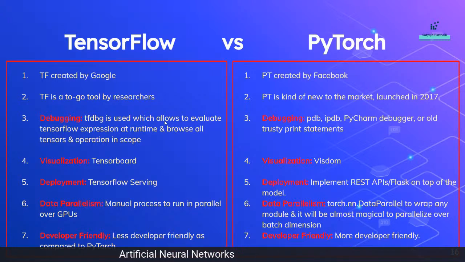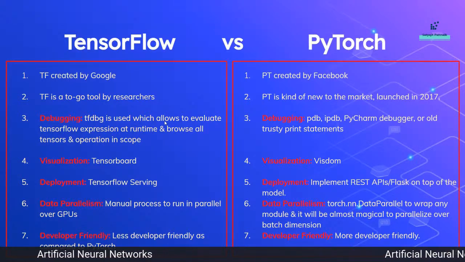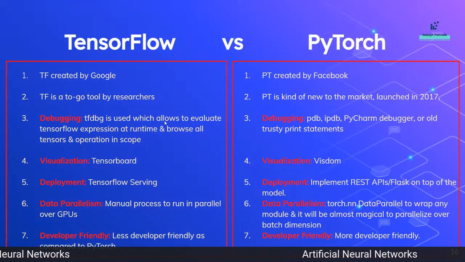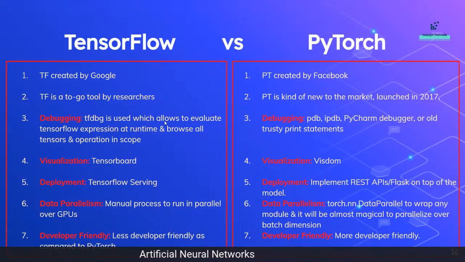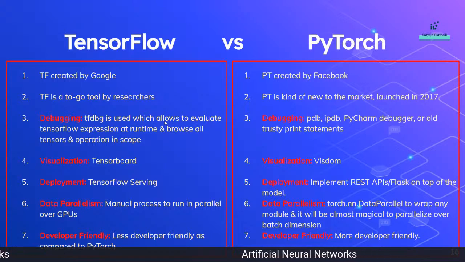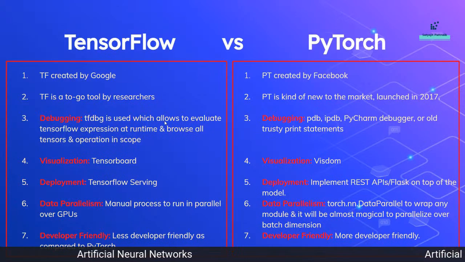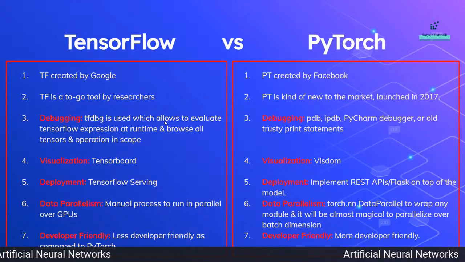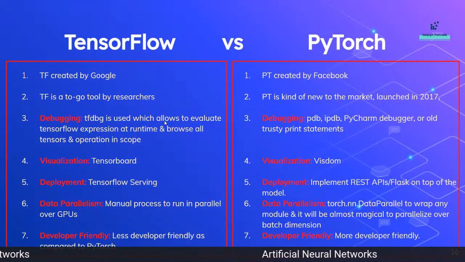Debugging-wise, there is a concept of TFDBG, which allows you to evaluate TensorFlow expressions at runtime and browse all tensors and operations in scope. When it comes to PyTorch, we have PDB and IPDB, the PyCharm debugger, or old trusty print statements by which we can debug the code. For visualization, in TensorFlow we have TensorBoard. In PyTorch, we have Visdom.